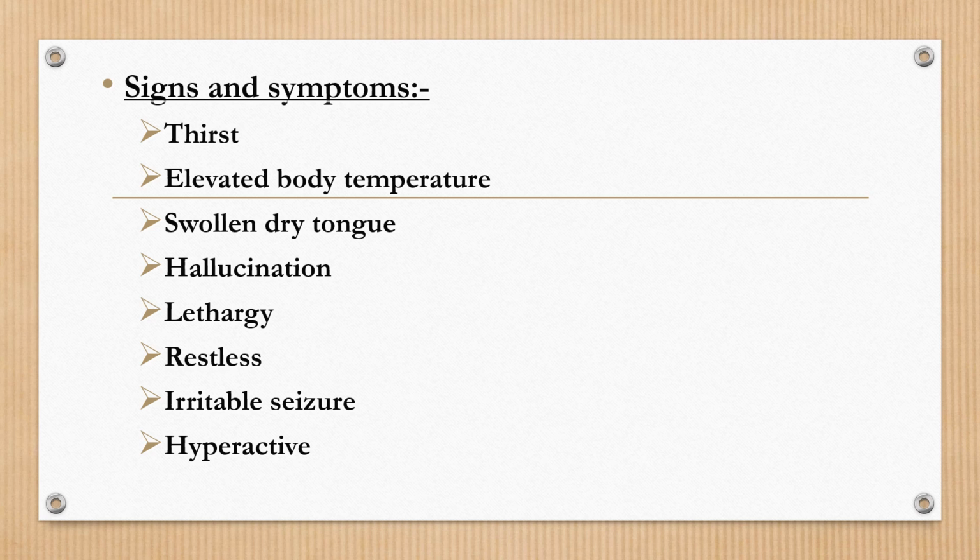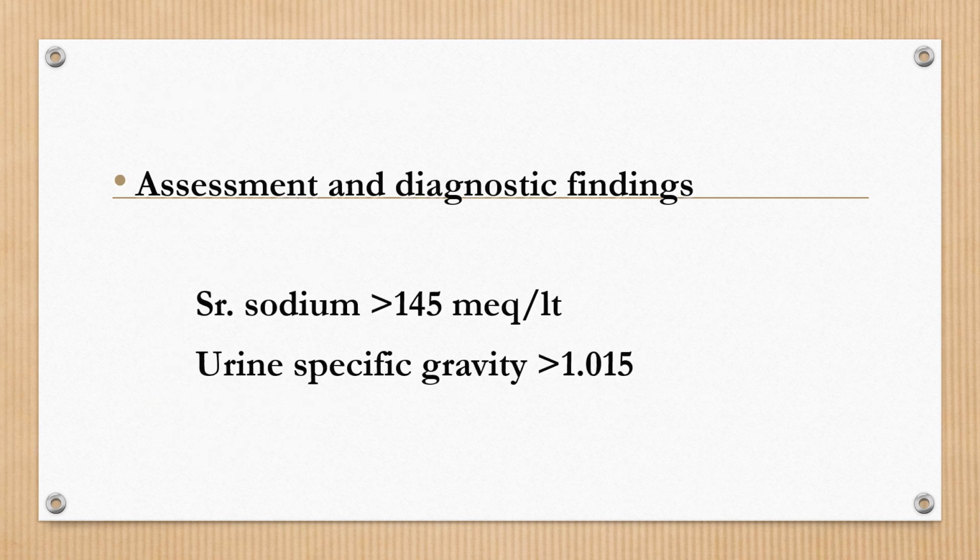Hallucination means there are false perceptions, that is, the patient may hear something or have false visualization. That is a sensory problem. Then lethargy looks like always tired, restless. Then irritable seizure as well as hyperactive. Then in the assessment findings on examination we can identify the serum sodium level will be more than 145 milliequivalent per liter, as well as the urine specific gravity also more than 1.015.